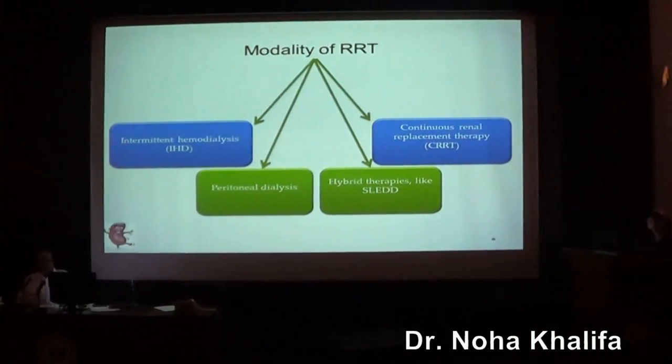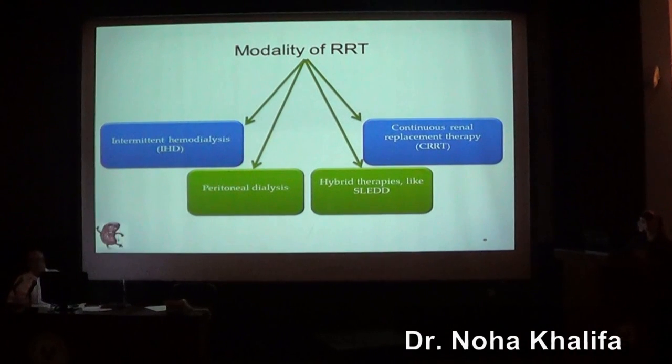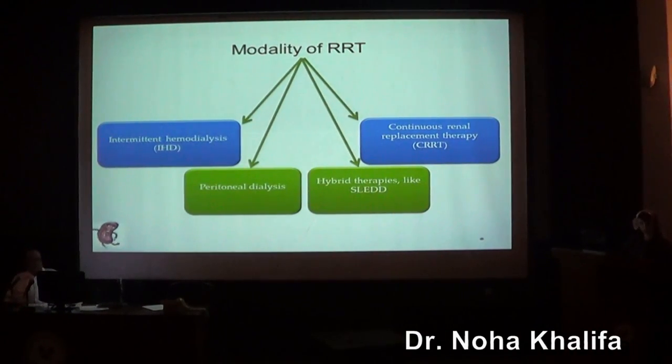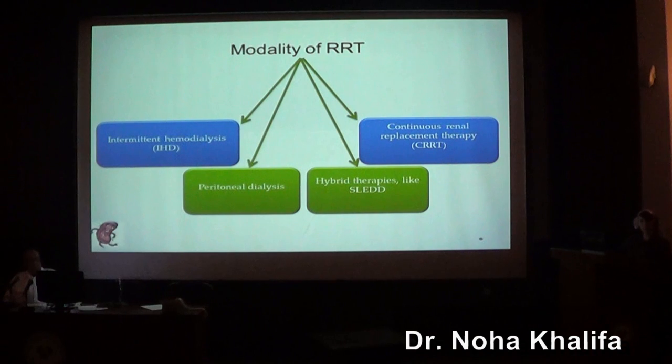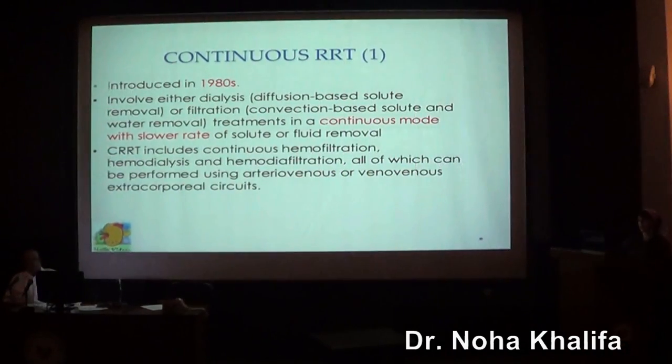We have intermittent hemodialysis, which is what we're all familiar with. We have continuous renal replacement therapies, and we're going to discuss the differences in the indications. We have hybrid therapies, which are a combination of therapies, for example, SLED, and finally we have peritoneal dialysis.